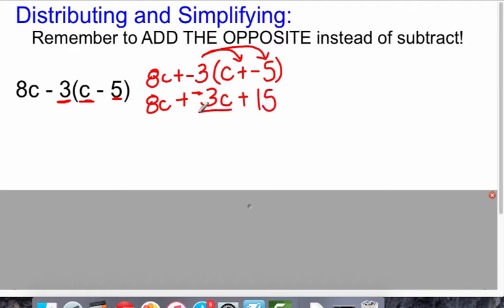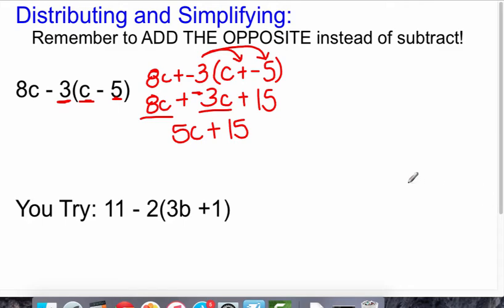So now I have this c term and this c term that are like terms. I can combine those together to get 5c plus 15, and now I've simplified that expression a little bit more. And that's as simple as I can make it because 5c and 15 are not like terms.